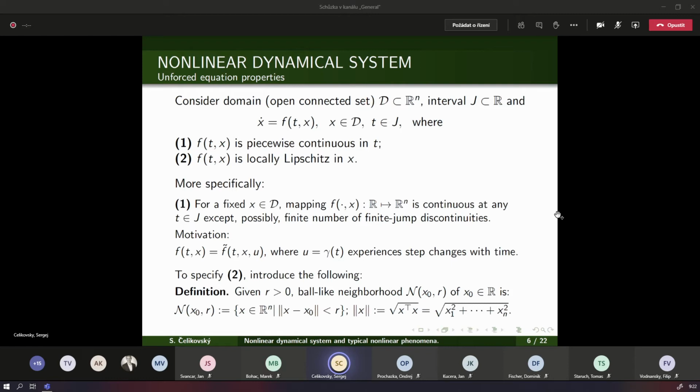number of finite jump discontinuities. So piecewise continuous bounded function. Continuity of a function from R to Rn, you probably should know very well from many mathematical courses and others. I will not repeat what continuity of an n-dimensional mapping or function means.